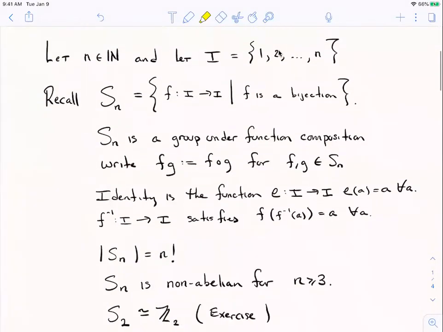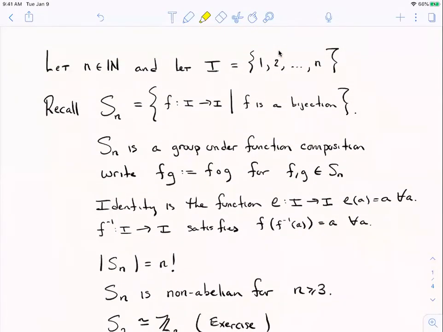Let me just remind you, if you fix a natural number n, so some number that's at least 1, I'm going to denote by I the set of numbers between 1 and n. And all Sn is, you guys recall, is the set of functions from I to I, that is, functions from the set 1 to n to itself, but not just any functions, they have to be 1 to 1 and onto. They're bijections. So it's the set of all bijections, or if you like, permutations of the set of numbers 1 to n. That's what the elements of Sn are.